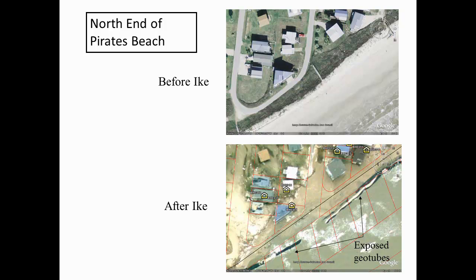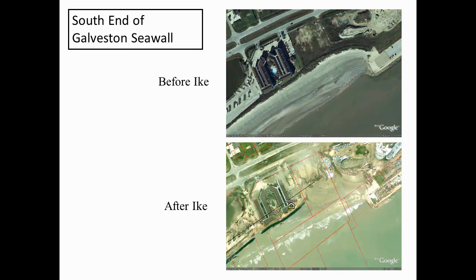And here is the north end of Pirates Beach before and after. Again, in the bottom photograph, we see exposed geotubes. This is the south end of the Galveston seawall. This is where the seawall ends. We looked at this before, and we see it right ahead of the seawall. That part of Galveston was particularly devastated.